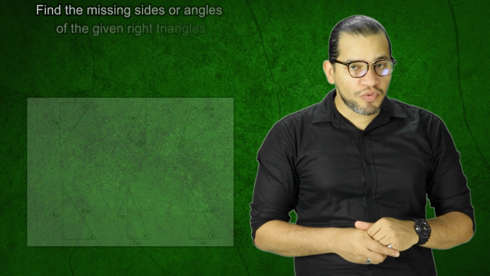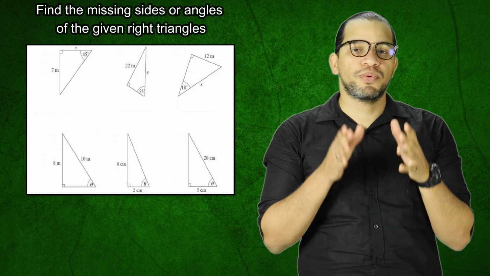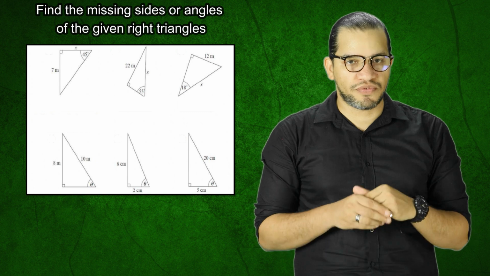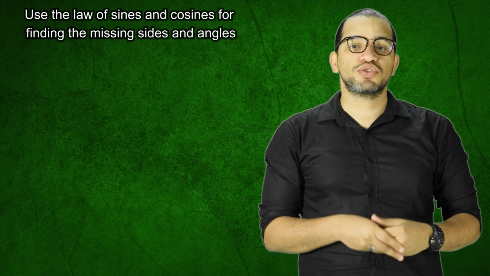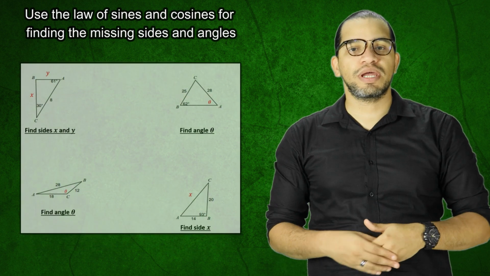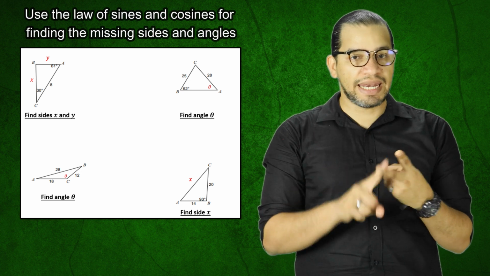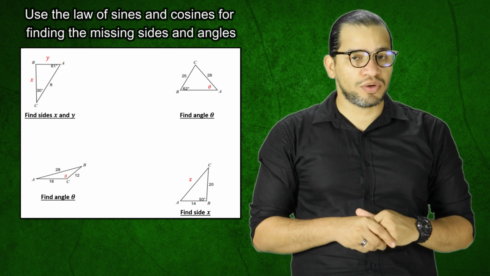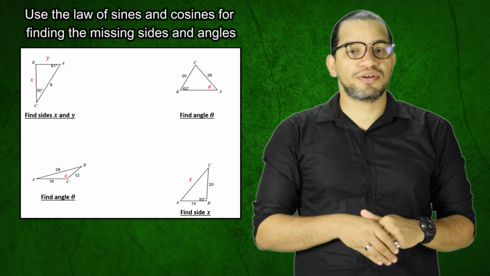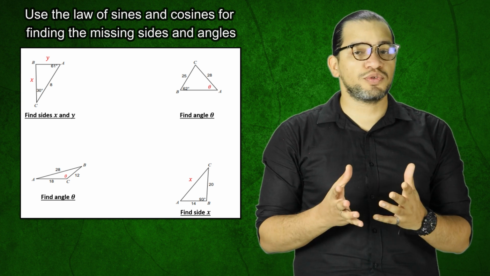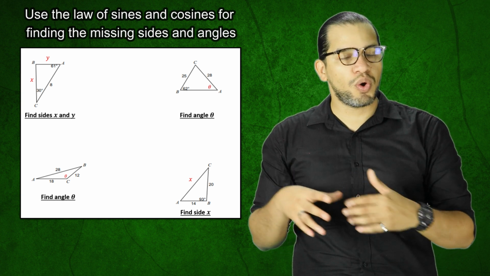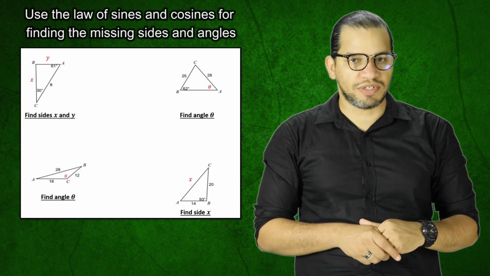Well, guys, this is all for today's lesson. I hope that you learned a lot from it. Now it is time for you to practice. Try to solve the following problems regarding finding sides and angles of right triangles and triangles that are not right by using the law of sines and the law of cosines, respectively.